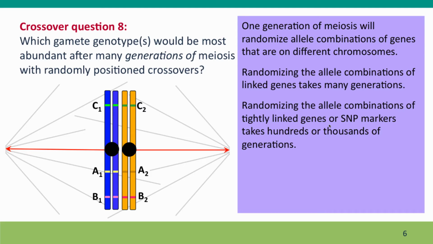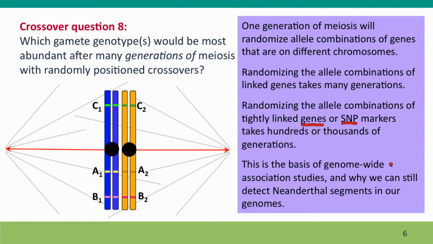This applies both to genes and to SNP markers. And if the SNP markers are very close together, or the genes are very close together, it may take hundreds or thousands of generations to completely randomize the allele combinations. And the consequence of that is that we can use genome-wide association studies to exploit the linkage between SNPs and genes that cause particular effects, because those SNP differences, the different SNP alleles, have stayed linked to different alleles of the phenotype-causing gene over hundreds of generations.